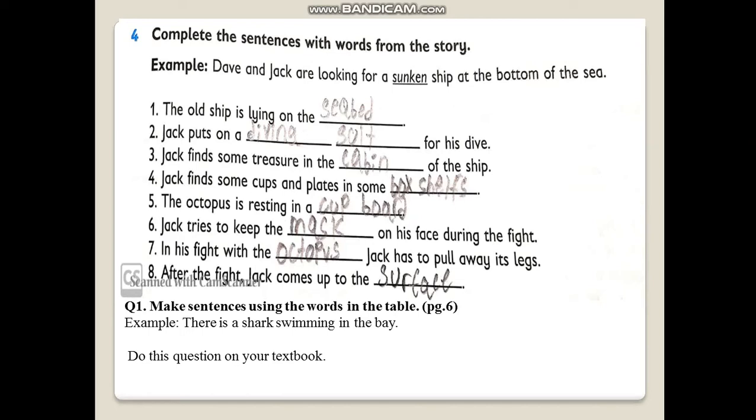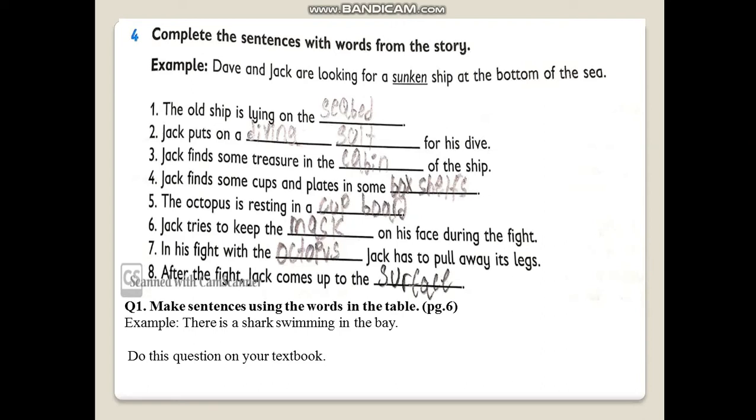I hope you do it like this. Now comes page number 6. Here you have question number 1. Make sentences using the words in the table. For example, you have a table given here and you have to make sentences from the given table.